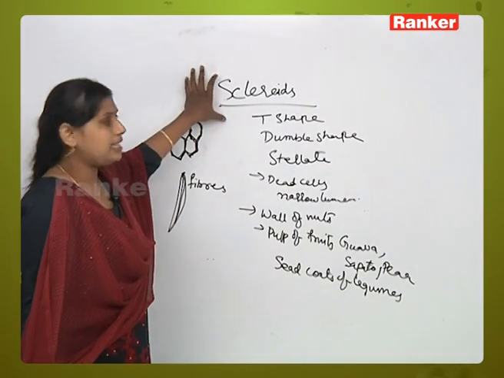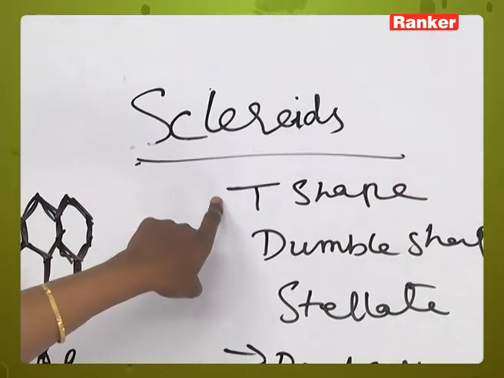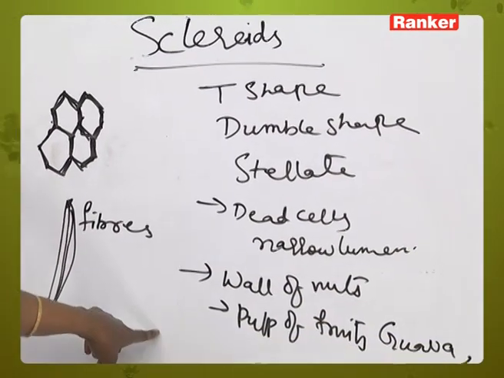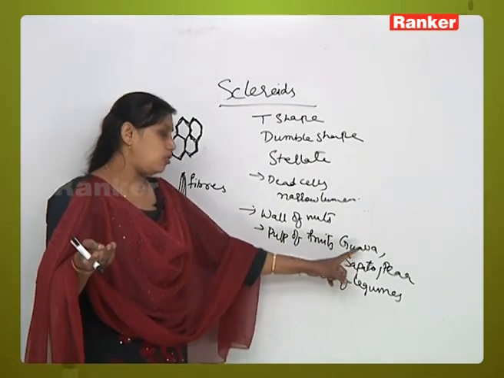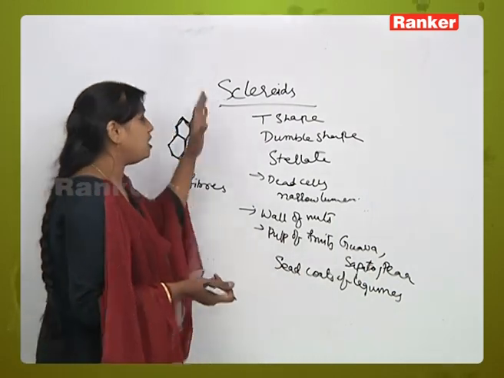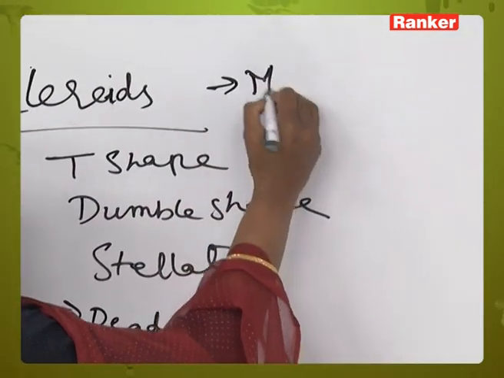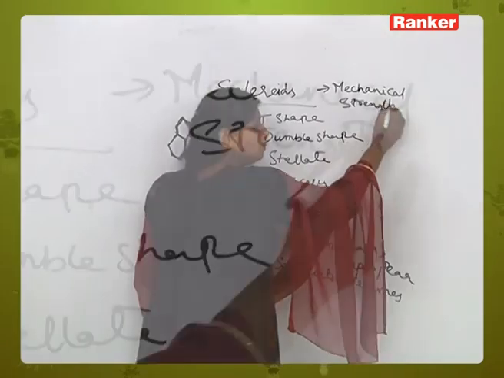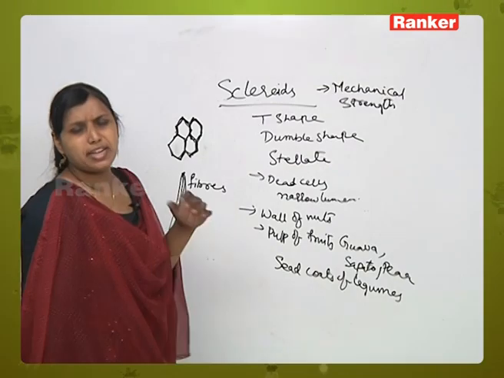So, sclerites are a type of thick walled dead sclerenchymatous tissue with narrow lumen. They may be T-shaped, dumbbell shaped or stellate. This tissue is normally seen in the walls of nuts, in the pulp of fruits like guava, sapota, pear, and also in the seed coats of some leguminous plants. What is the use of sclerites? They are mainly useful for giving mechanical strength, or mechanical support to the organs.